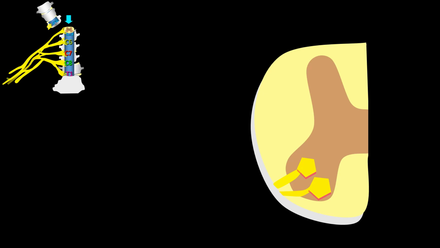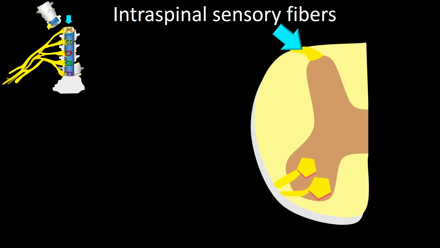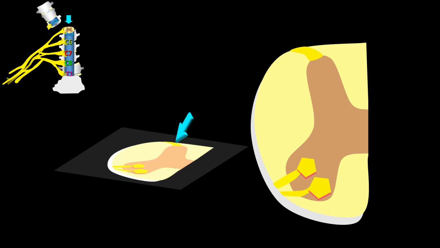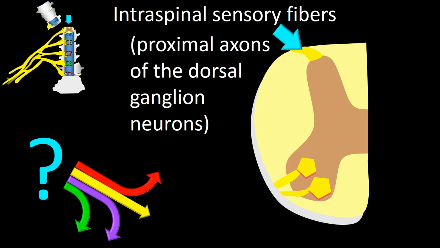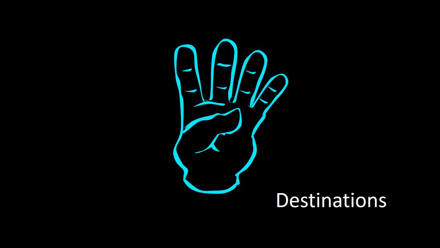And if we turn our attention back to the cervical 5 spinal cord transverse cut again, we can see that there's also a dorsal horn, and we can see that there are also fibers entering it. These fibers represent the proximal axons of the dorsal ganglion neurons. These fibers have 4 destinations.